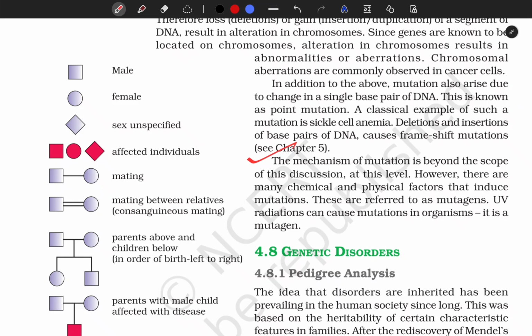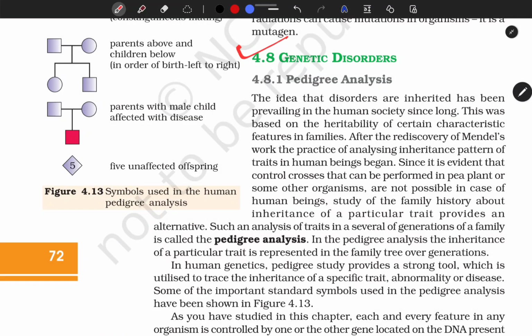However, there are many chemical and physical factors that induce mutations. These are referred to as mutagens. UV radiation can cause mutations in organisms.